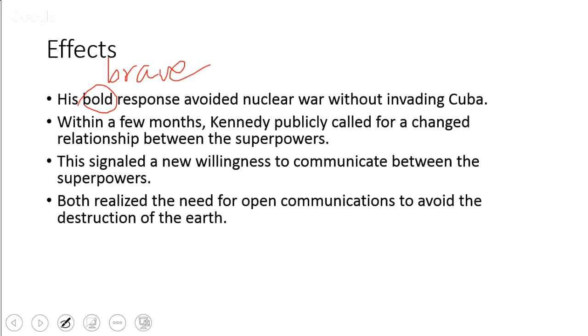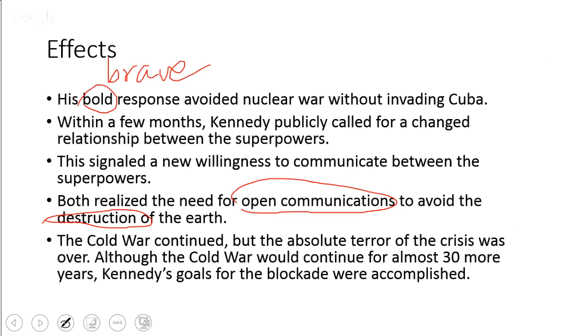Both realized the need for open communications to avoid the destruction of the Earth. So they realized we need some open communication. We cannot just let the war start, and it would destroy the Earth. Destruction means destroy, means damage. The Cold War continued, but the absolute terror of the crisis was over. Although the Cold War would continue for almost 30 more years, Kennedy's goals for the blockade were accomplished.